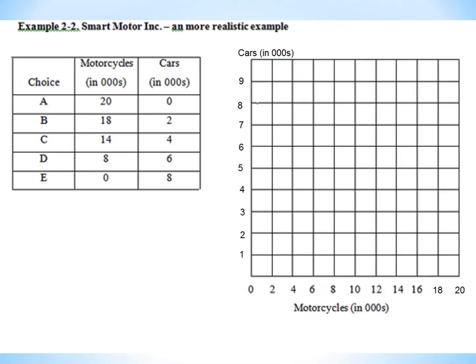Let's assume that Smart Motor Incorporation has a certain amount of resources, including land, labor, and capital, and they can use the resources to produce motorcycles or cars or a combination of them. The choices are in this table: A, B, C, D, E. So just take a look and then draw the PPF on the chart on the right hand side. Can you do that? Alright, so pause the video and draw the PPF before you move on.